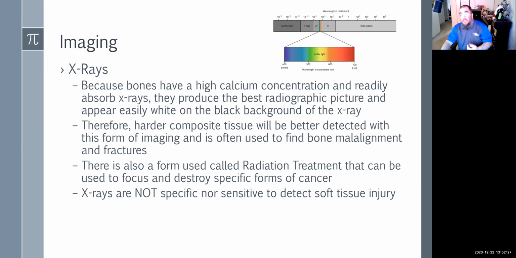Now, if you have an ACL tear with subsequent anterior translocation of the tibia, the X-ray can detect the translocation of the tibia, the movement of the tibia, but it can't tell us that the ACL is torn, right? It is usually only for hard tissue.